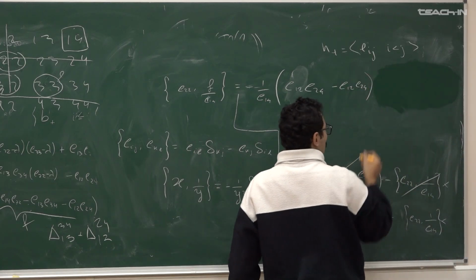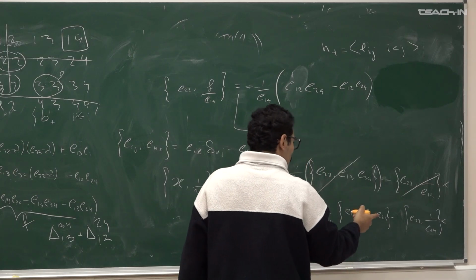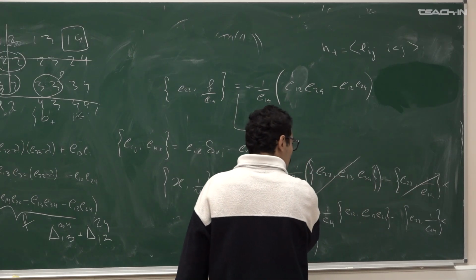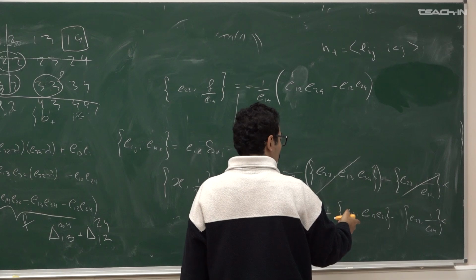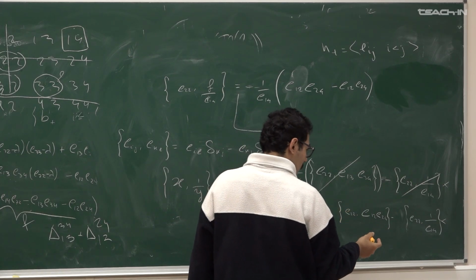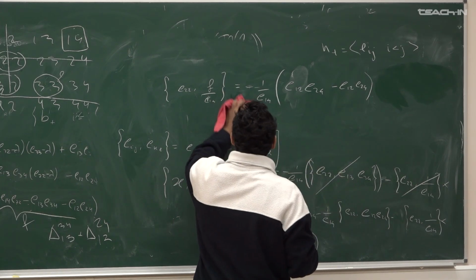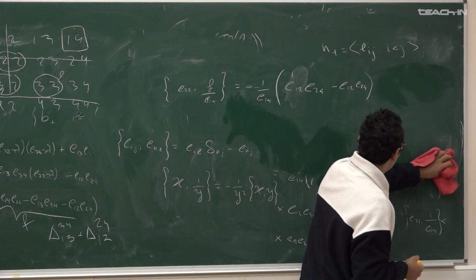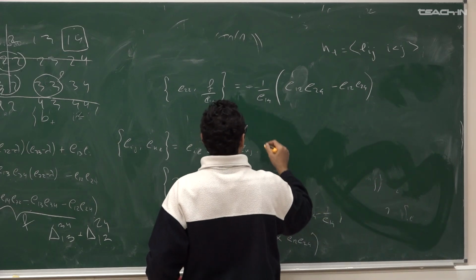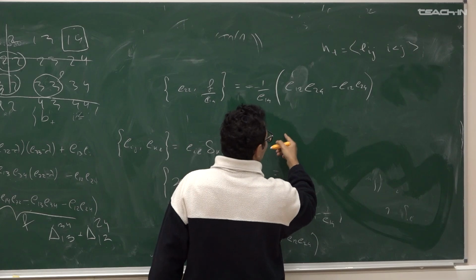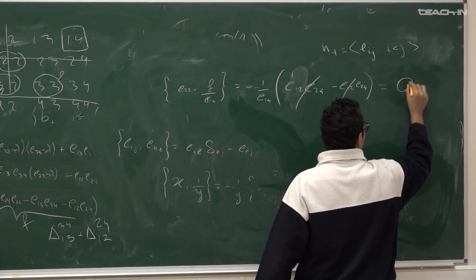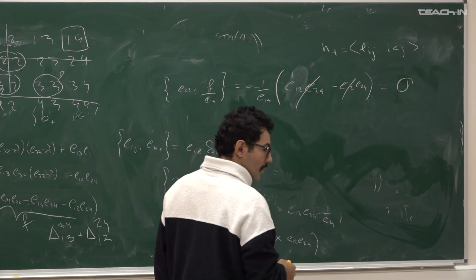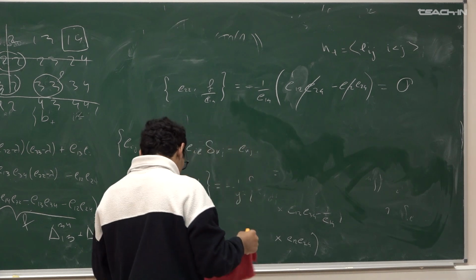So this is one term. And the last one, using again this expression, it is 0. So this is the last term, and it is also 0. So this is equal to 0. And they commute. Very good.